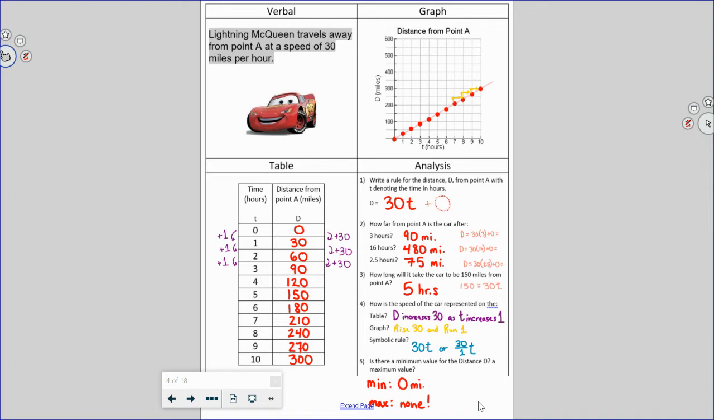So, ladies and gents, this is our initial relationship. We first were given Lightning's relationship of miles to hours in words. We then were able to translate those words into a table of values, translate those table of values into a graph, and write it as an equation. We further analyzed that relationship, finding distance when we knew time, finding time when we knew distance, and how the speed or rate of change was represented in the table, 30 to 1, in the graph, up 30, right 1, and in symbolic form, 30 times t. Last but not least, we discussed minimums and maximums.